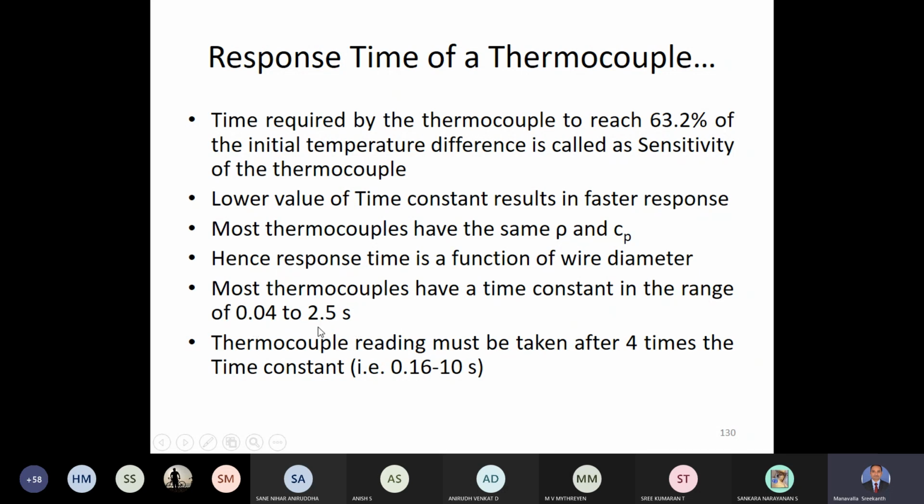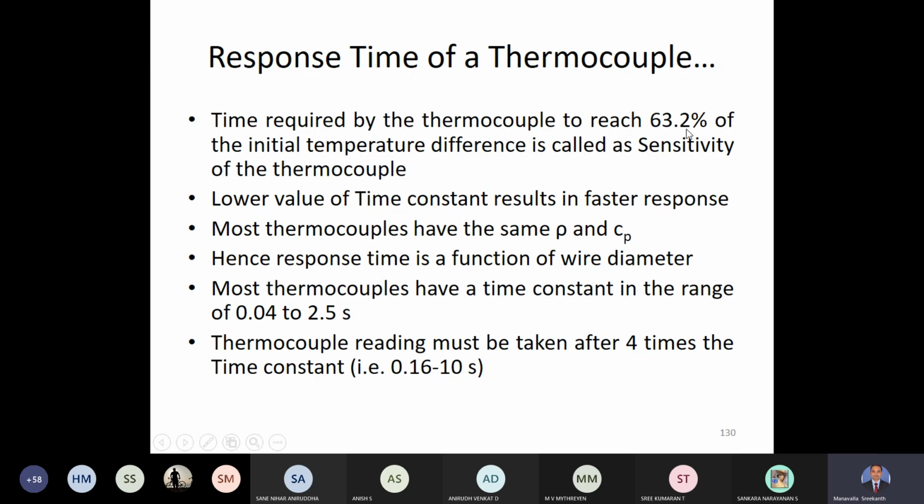So this is the time needed for the thermocouple to give us 63% of the initial temperature difference. The thermocouple reading must be taken after 4 times the time constant. That means you should wait until we achieve 4 times this time constant to take the reading. Why 4 times? Because only then will the temperature difference be close to 100%.